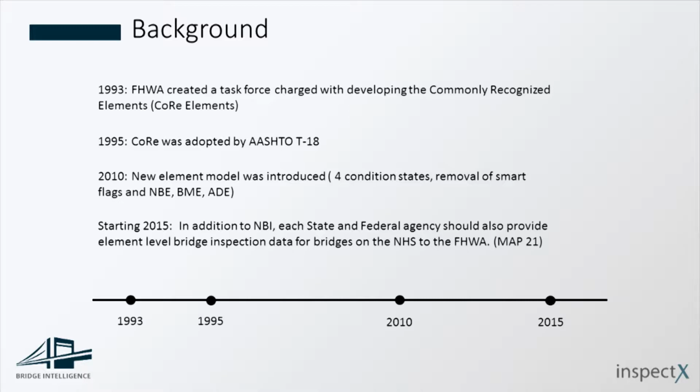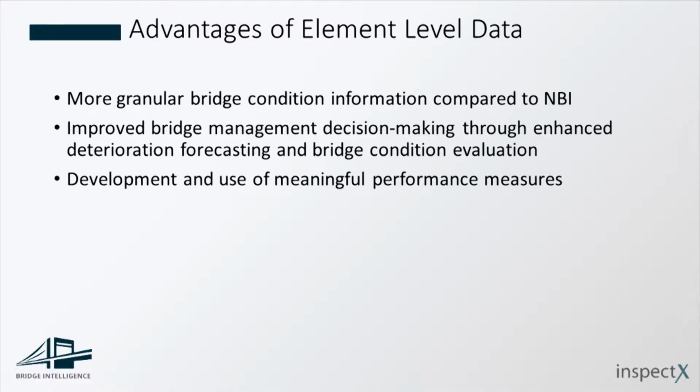And in 2015, FHWA required all the states to submit not only their NBI data, but also the element level inspection data for all the bridges that are located on the NHS. Some of the advantages of element level data are that it's much more detailed than the NBI deck, superstructure, and substructure condition. It helps us develop better deterioration modeling, gives us a better picture of what's going on with the bridge, and essentially we can develop better performance measures.